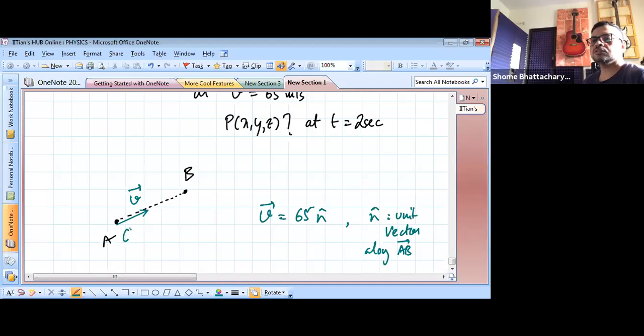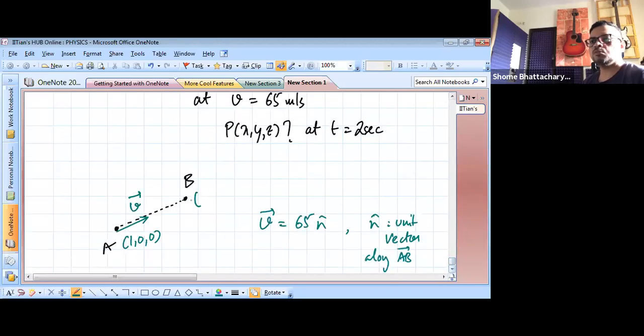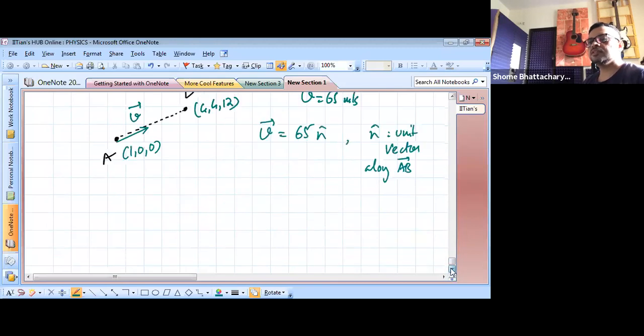So A was this point 1, 0, 0, and B was this point 4, 4, 12. Okay. And this velocity had a magnitude of 65 meters per second. That was given to us. So firstly, we can now see that that unit vector will be how much? It will be 3 i cap plus 3 j cap, sorry, plus 4 j cap plus 12 k cap, divided by its magnitude.